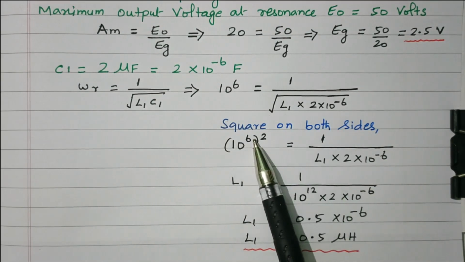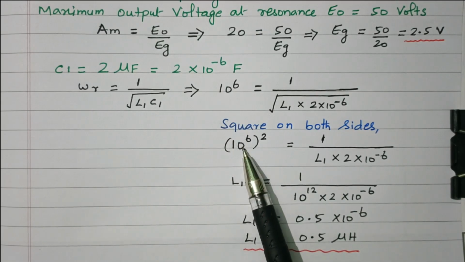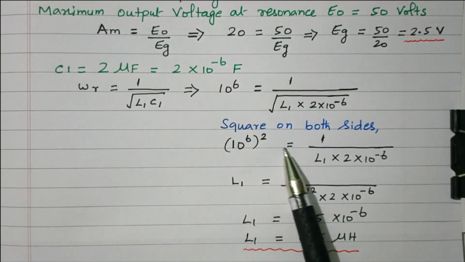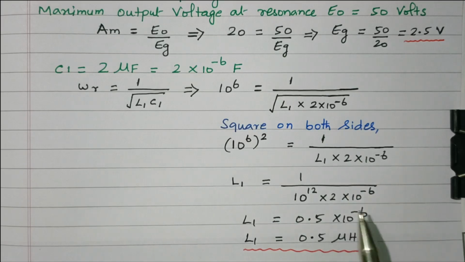Bring this L1 to the numerator on that side, and bring this 10 to the power 6 whole squared to the denominator on this side. Right. So L1 equals 1 divided by 10 to the power 12 into 2 into 10 to the power minus 6. 10 to the power 6 whole squared is 10 to the power 12. While simplifying we got 0.5 into 10 to the power minus 6, that is 0.5 microhenry. So one parameter is calculated. L1 is calculated. Supply voltage is calculated and L1 is calculated. Now we'll go for the other parameters.